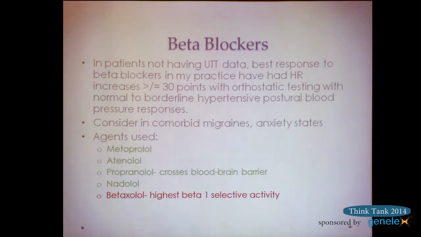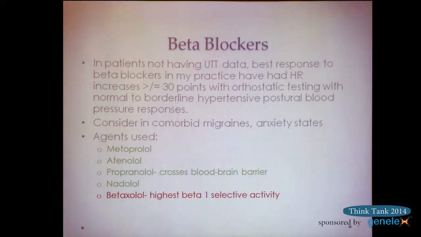In patients not having the tilt table testing, the best response to beta blockers in my practice have had heart rate increases of greater than or equal to 30 points with orthostatic testing and normal to borderline hypertensive postural blood pressure responses. So it speaks to the variable blood pressure responses you get to a POTS evaluation.